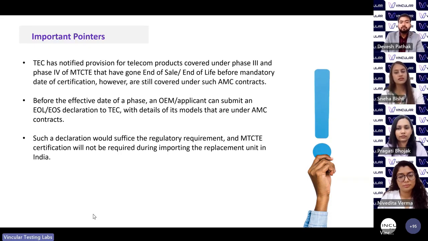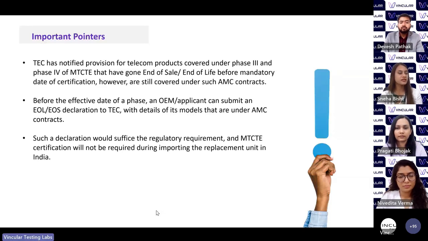Now, such a declaration would suffice the regulatory requirement, and MTCTE certification will not be required during importing the replacement unit in India. So, in a nutshell, we can say that with this provision, the manufacturer will be able to fulfill AMC obligations related to whole unit warranty replacement of these models to their customers without having MTCTE certification. We all understand that such a policy is a huge relaxation for manufacturers that have a great deal of products covered under AMC contracts. However, they cannot apply for certification just to import a few units of the model for these limited services.